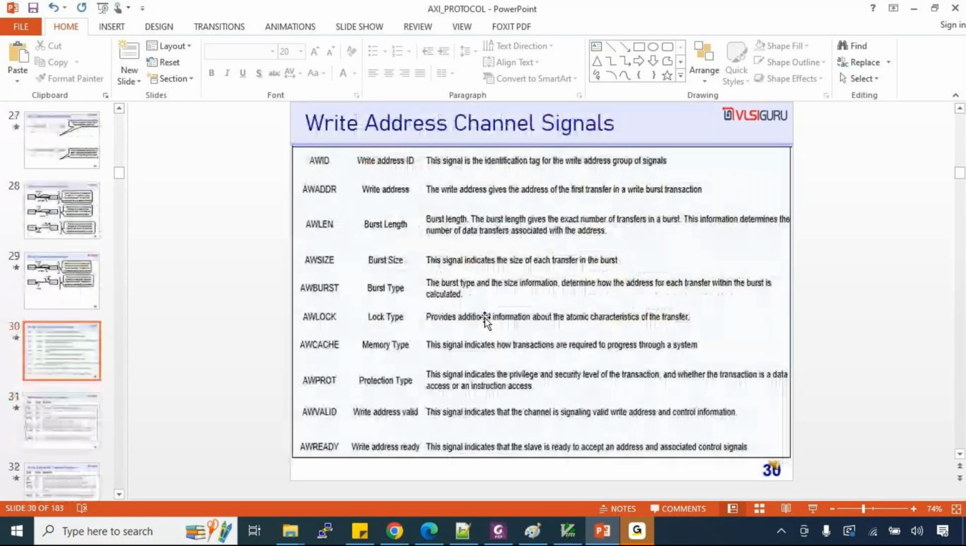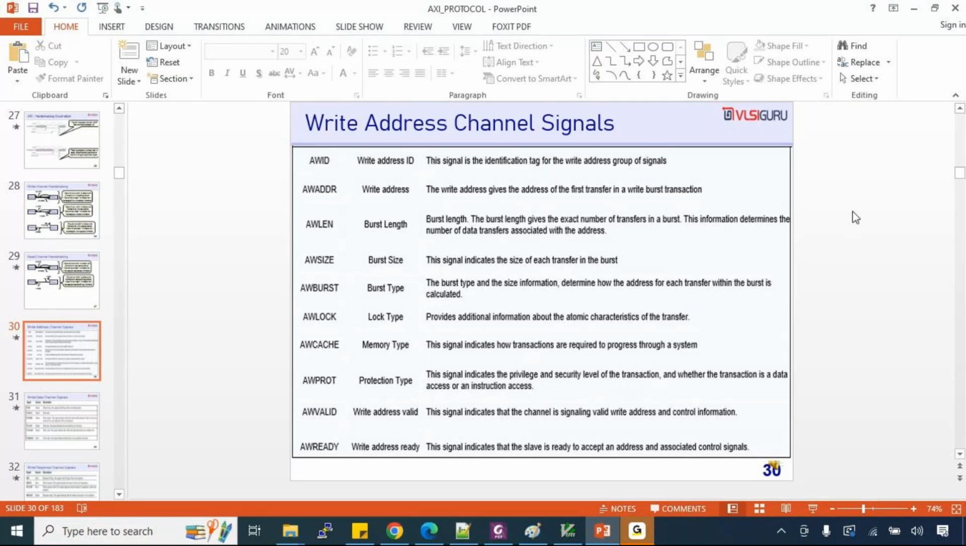Okay. In tomorrow's session, we'll talk about these signals in more detail. What is meant by length? Length corresponds to burst length. Size corresponds to burst size. Burst corresponds to burst type. Lock corresponds to lock type. We'll understand the significance of these things and we'll go deep into AXI. Okay. Any other questions you have?